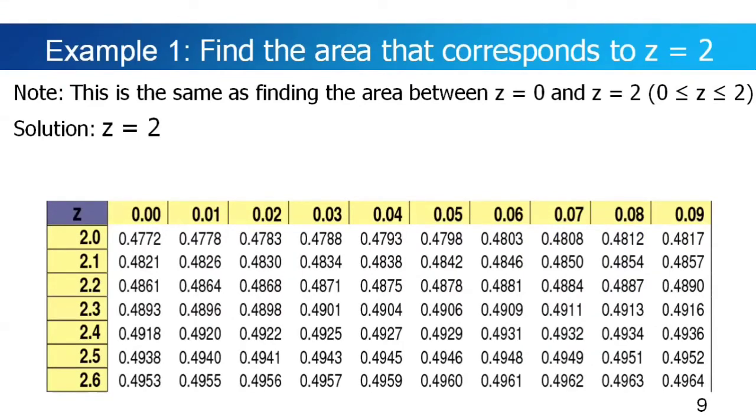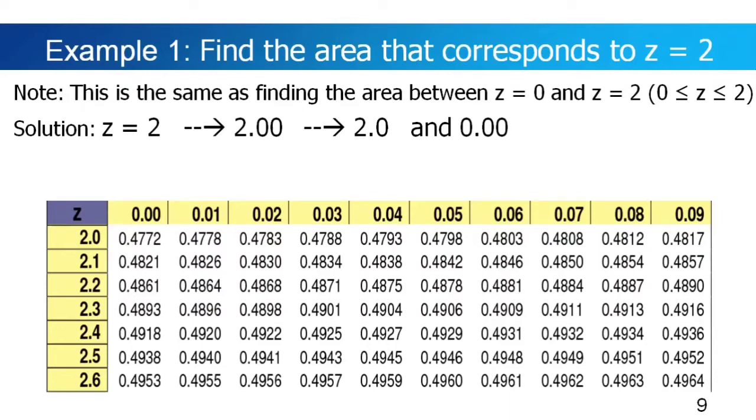So for our solution, z is equal to 2. First, we're going to express 2 as a three-digit number. So that would be 2.00. So for our two digits, 2.0, we're going to locate this at the first column among the rows of our table. And we have 0.00. We're going to locate this at the top among the columns of our table.